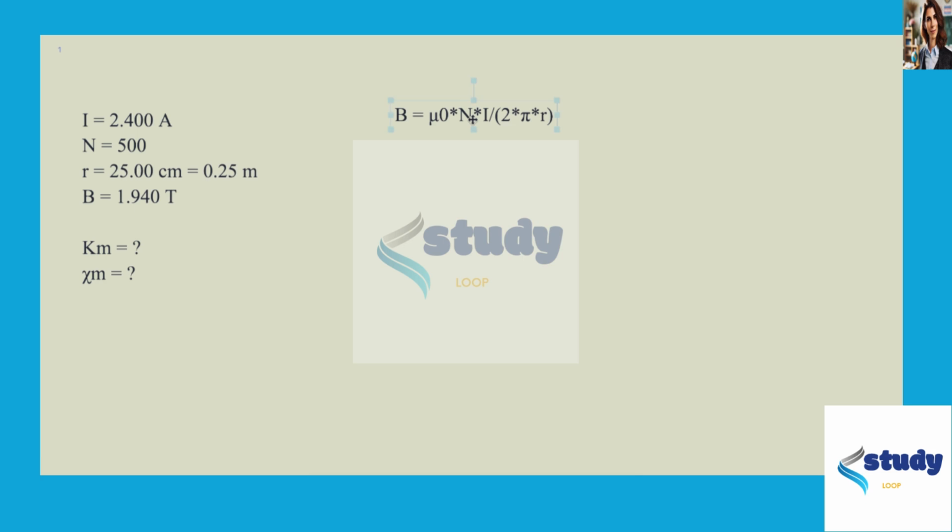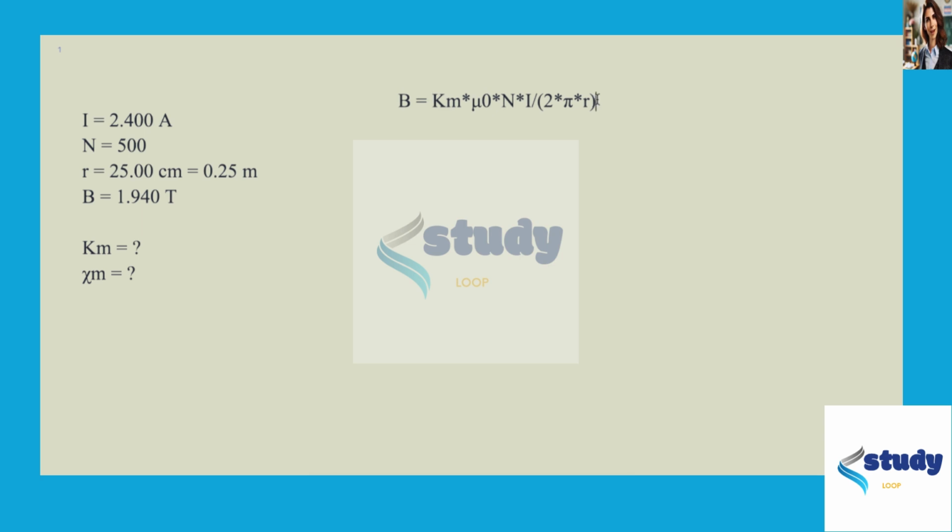So this is our normal equation for the magnetic field inside of a toroidal solenoid without any magnetic material inside. The only difference that we have now is that we need to replace our mu naught, that's the permeability of free space, with Km times mu naught, because we now have this extra permeability factor due to this additional magnetic material. So for part A, we're just asked to solve for Km.